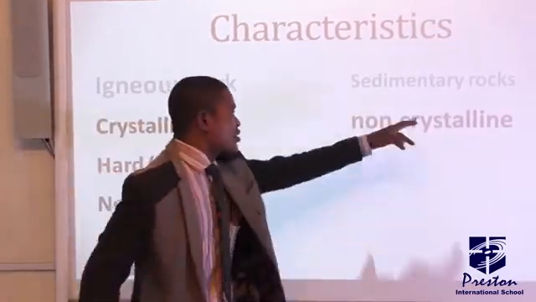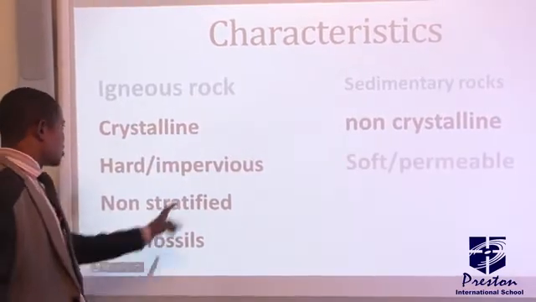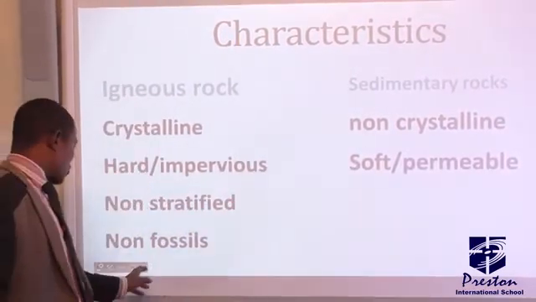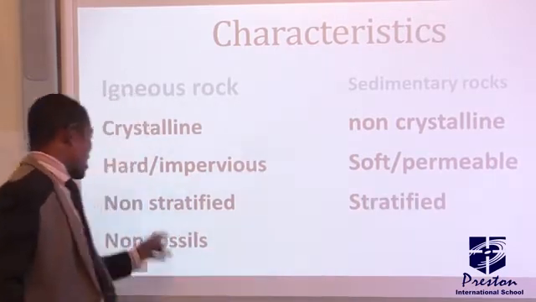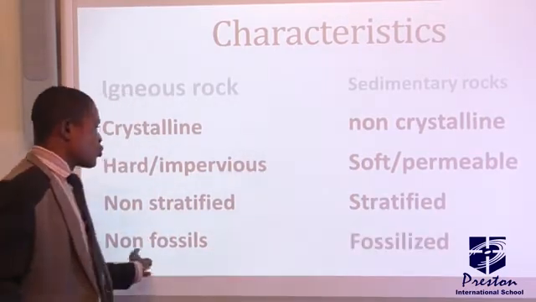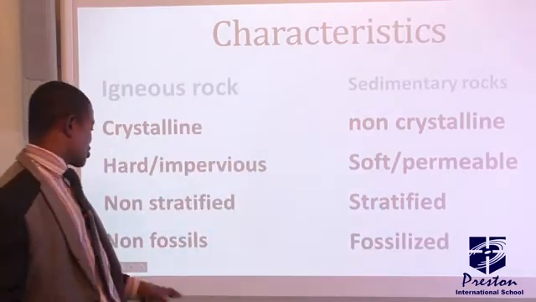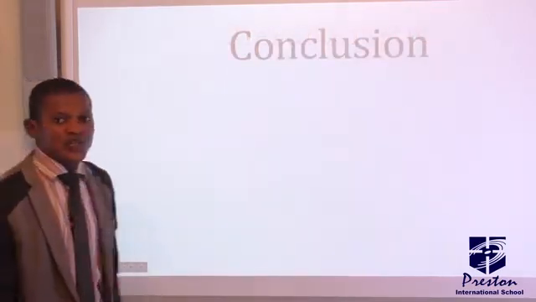While the sedimentary rock is, in fact, the opposite of igneous rock. Sedimentary rocks are non-crystalline, while igneous ones are crystalline. They are soft and permeable, while igneous ones are hard. Just the direct opposite. They are stratified, while igneous ones are not stratified. And lastly, they are fossiliferous, meaning they contain fossils. So these are the characteristics of igneous and sedimentary rock.